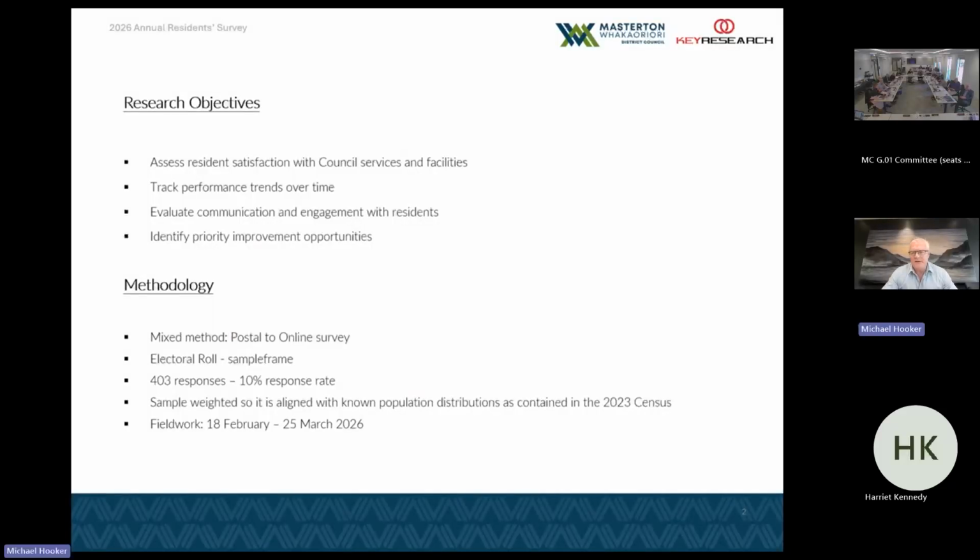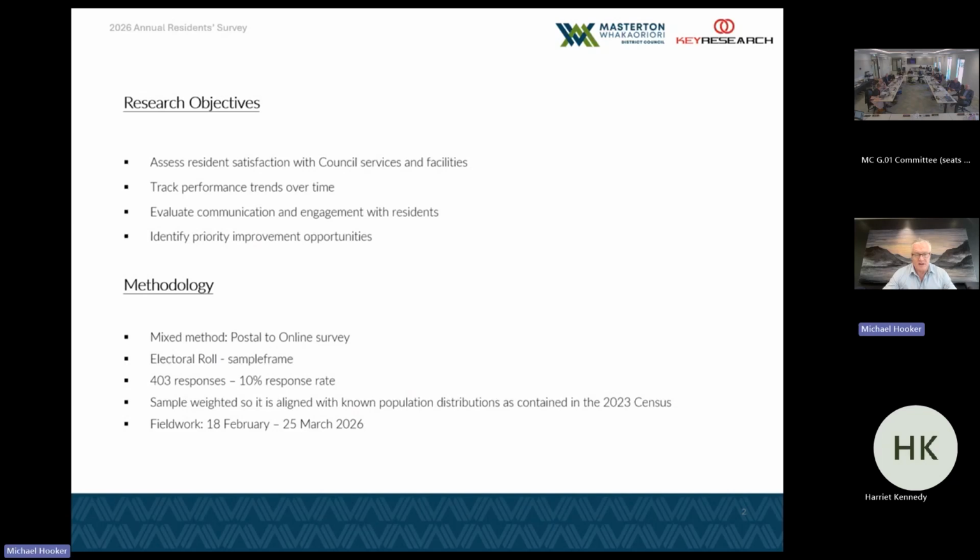So the survey sets out to determine how satisfied residents are with all of the services and facilities which are provided by the council. Importantly, we want to be able to track how each of these measures are performing over time. We need to evaluate communication and engagement with residents. And importantly, through the methodology and the analytical model that we've put into play, we're able to identify where the priority areas are for improvements.